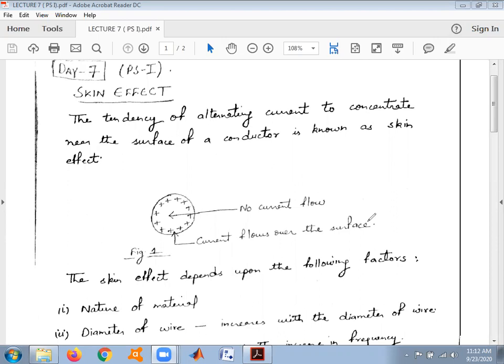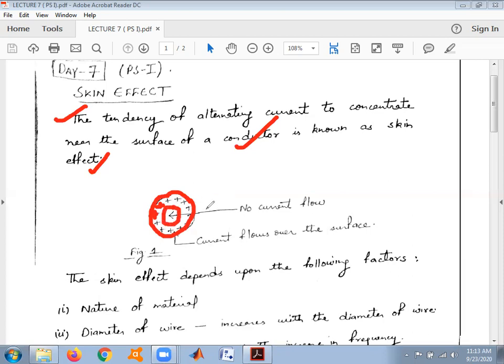In today's topic, we are going to discuss the skin effect. We can say that the tendency of alternating current to concentrate near the surface of a conductor is known as skin effect. Whenever an alternating current flows through a conductor, the current concentrates near its surface. Inside the conductor it remains hollow, with no current flowing inside. So why does this happen?